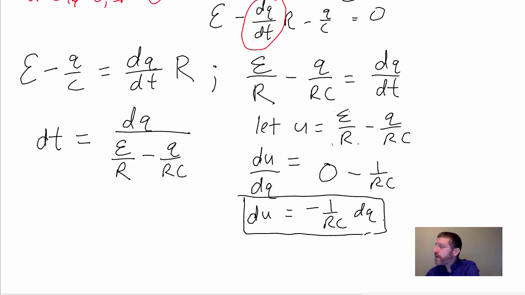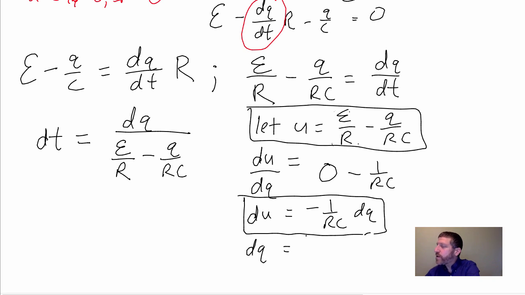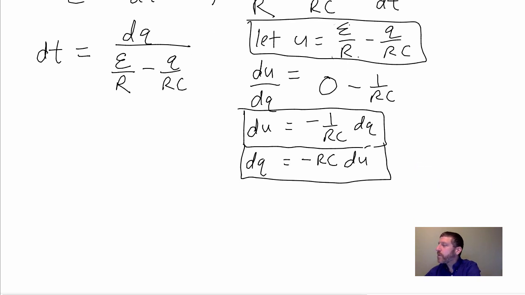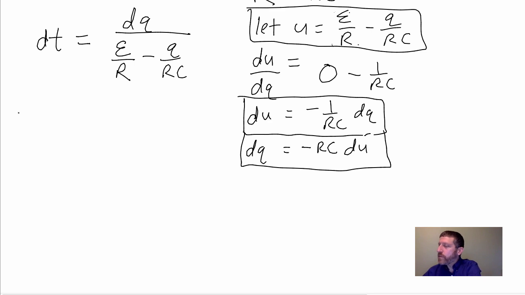The only thing I need to find here is what is dq? Well, just solving for dq, you get dq equals negative rc times du. So with these three things, I can rewrite this equation like so. dt stays the same, equals, for dq, I'm going to write negative rc times du, and this is all going to be over u.